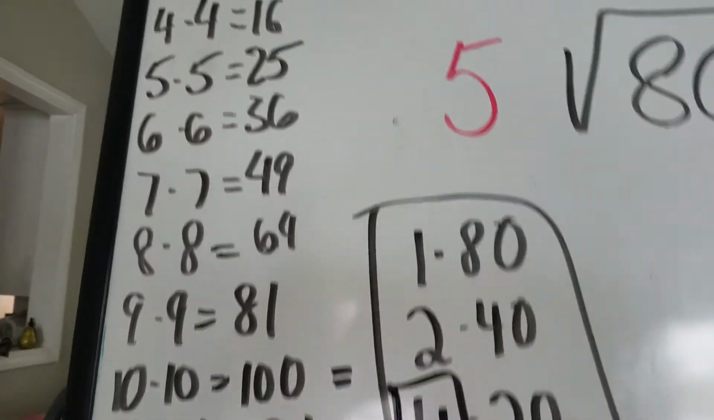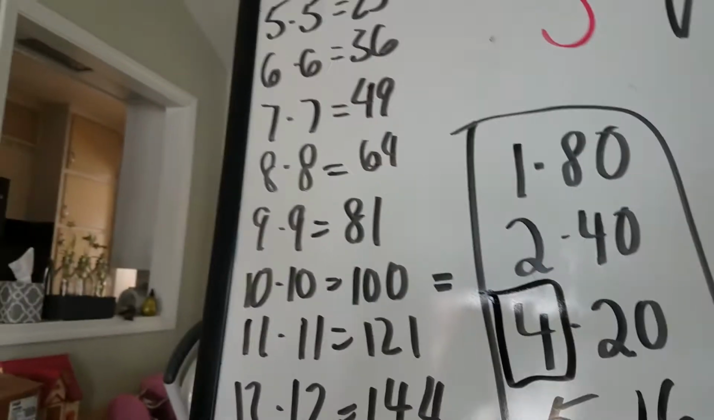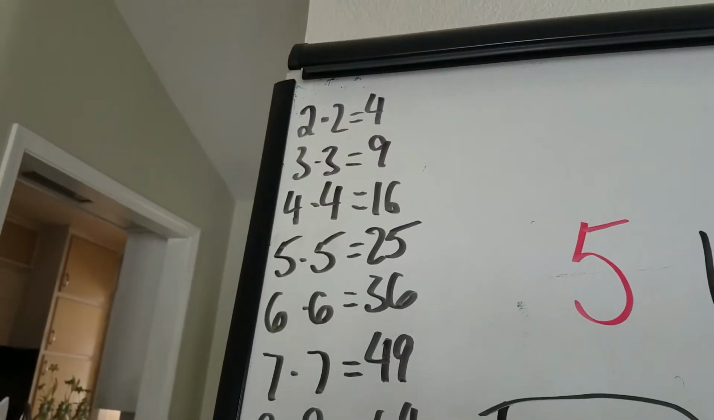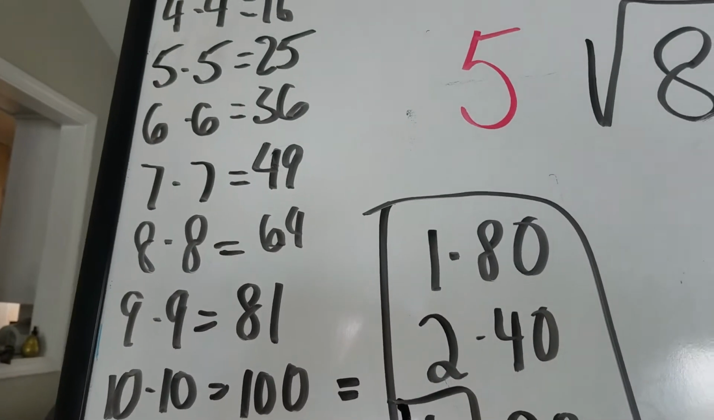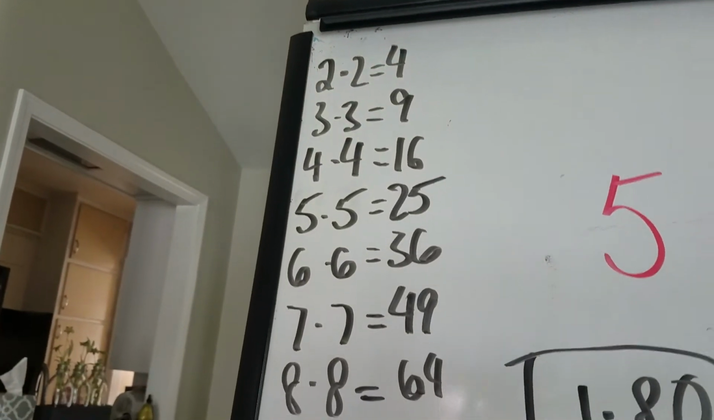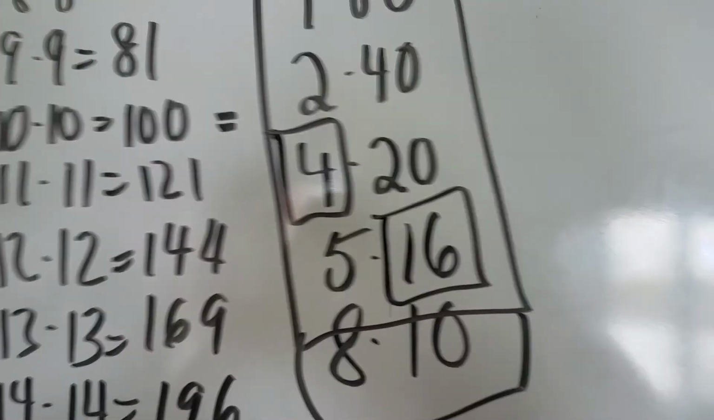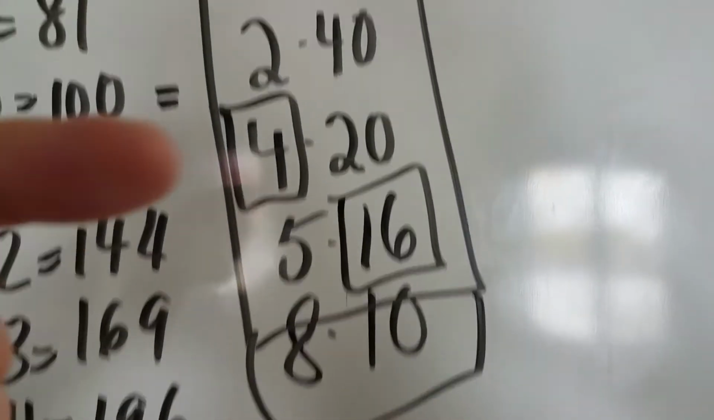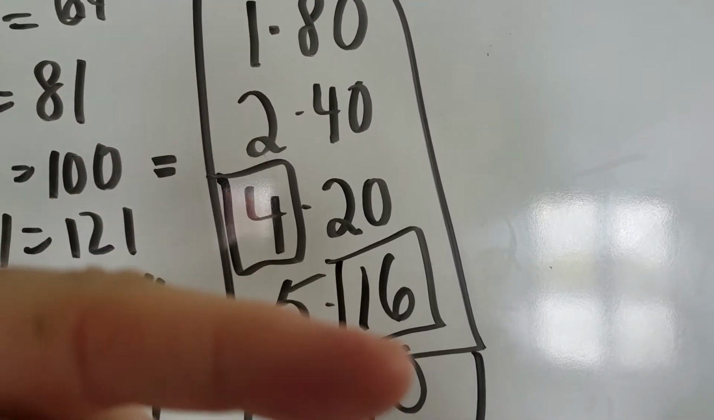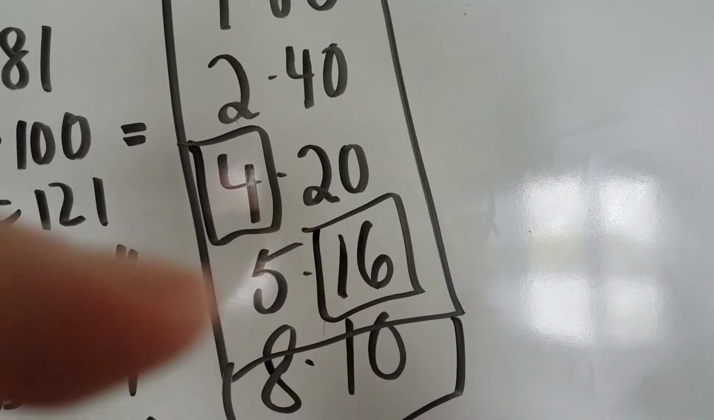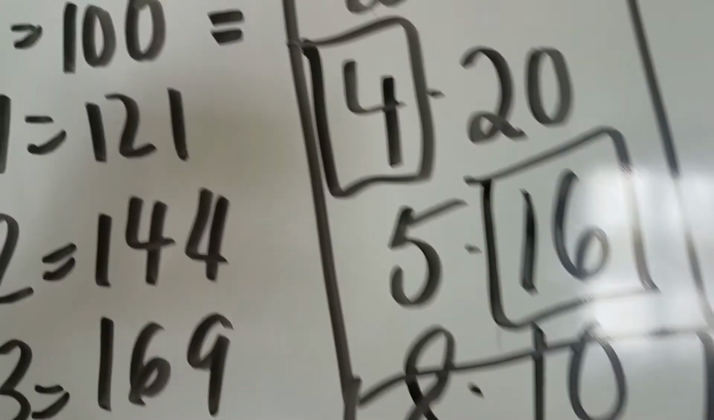So we got a 4. Okay, is 20 a perfect square? Well, no, 20 is not. Is 16? 16 is a perfect square. So I'm going to put a square on that one too. Is 8 a perfect square? No. And is 10? No. So now I've got 2 perfect squares in here. The question is, which number is bigger, the 4 or the 16? The 16. So we're going to use 5 times 16.